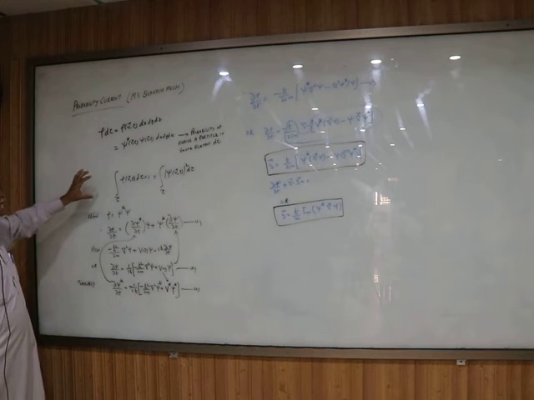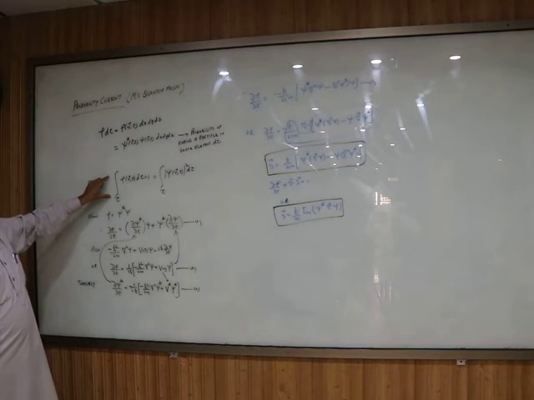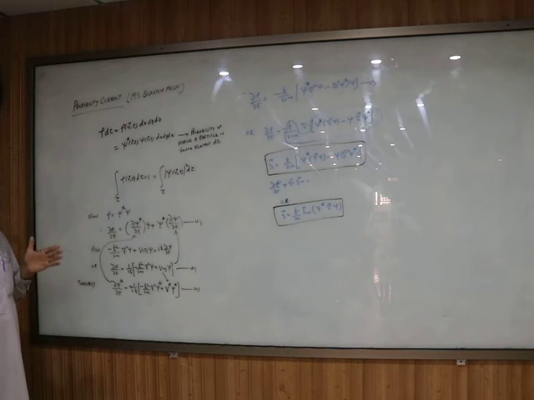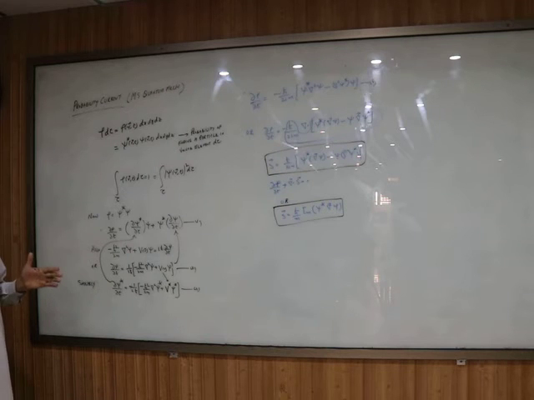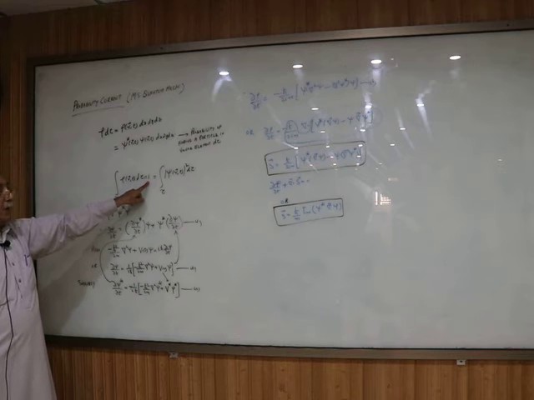Now, this thing is integrated over the total volume. That is, you divide the volume in small volume elements, find the probability density in 1, in 2, in 3, in 4, and then add them, meaning integrate them. The total probability is always 1.